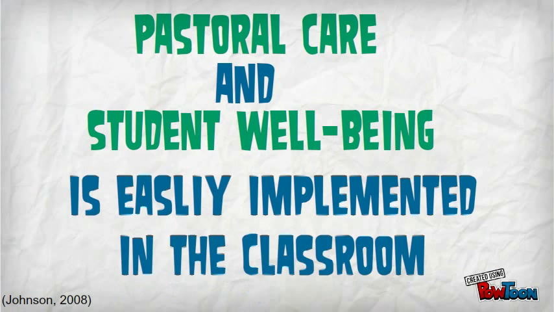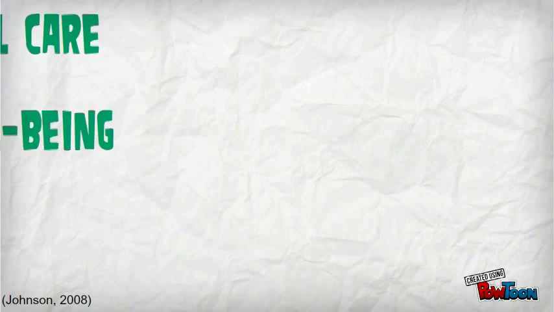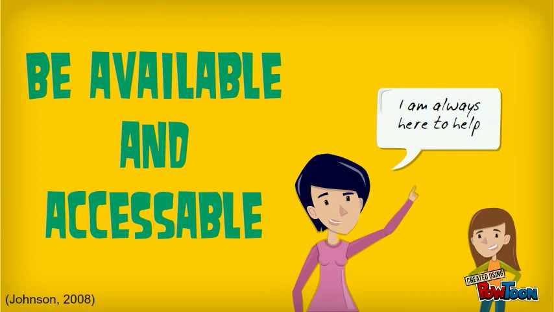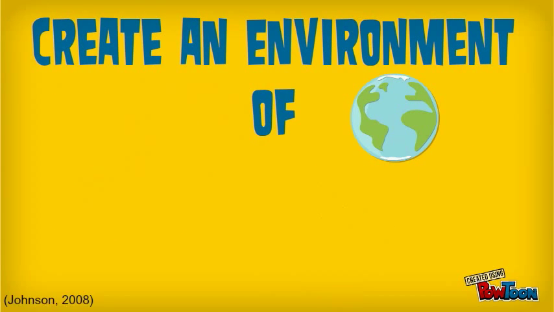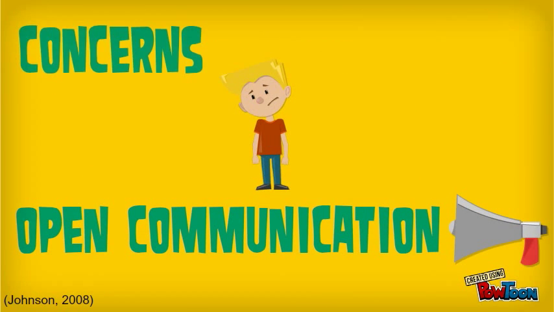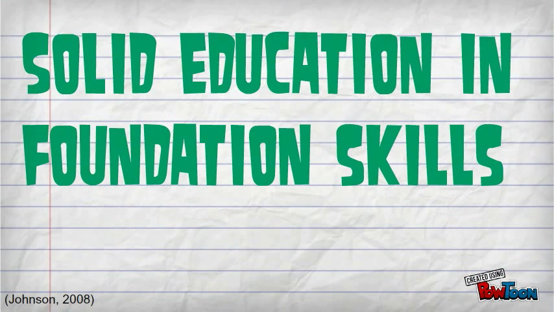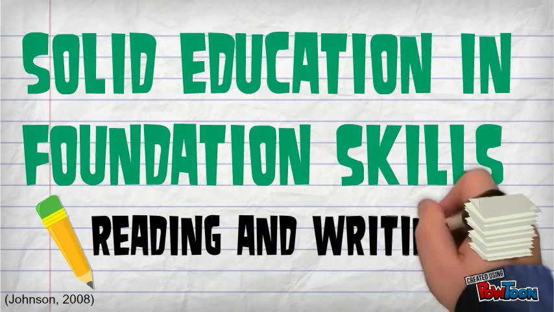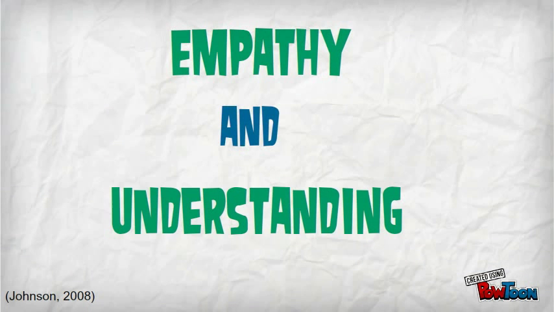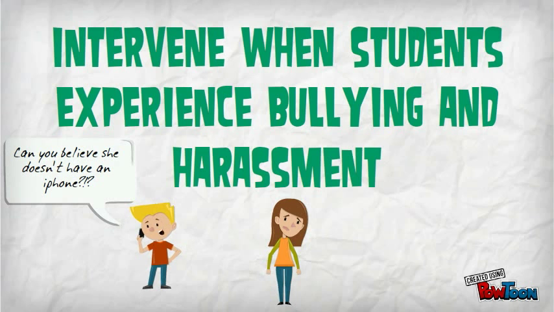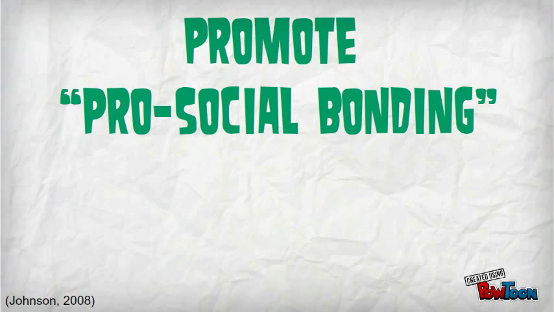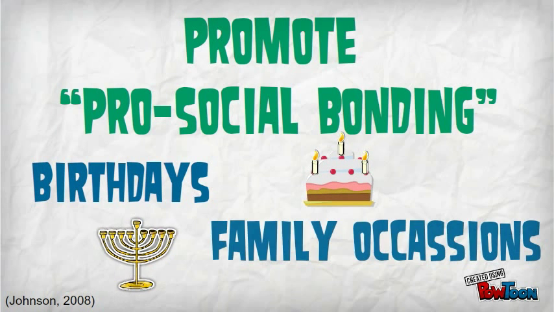Johnson states that pastoral care and well-being of students can be implemented at a classroom level. Firstly, a teacher should be available and accessible to their students. Secondly, they should create an environment of open communication where student concerns and worries can be heard. Thirdly, provide solid education in foundation skills such as reading and writing. Fourthly, show empathy and understanding for a student's current circumstance and provide them with the tools with which to facilitate a positive outcome. Fifthly, as professionals, intervene when students experience bullying and harassment. Lastly, promote pro-social bonding. This can be done by remembering personal events like birthdays, family occasions, or just by allowing your personality to shine through.